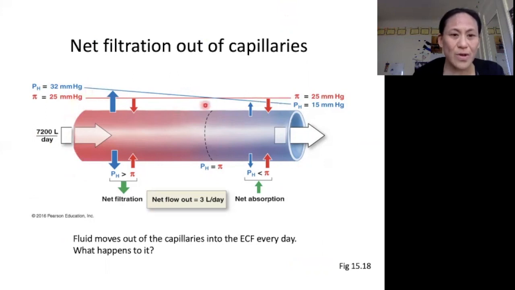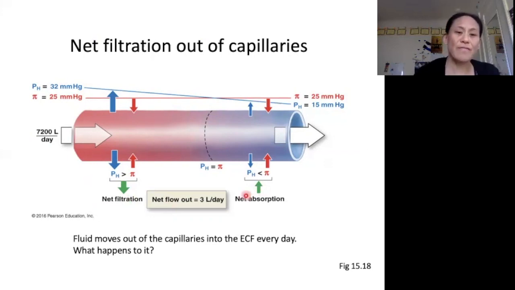So notice that in this example capillary here, okay, the hydrostatic pressure is going to be greater than colloid osmotic pressure for most of the capillary, maybe 2/3 of the length of the capillary, whereas hydrostatic pressure is less than the colloid osmotic pressure for the last bit, okay? Since we have a higher hydrostatic pressure than osmotic pressure for most of the length of the capillary, that means overall we're going to get net filtration out of the capillaries. We're going to filter out more than we absorb back in.